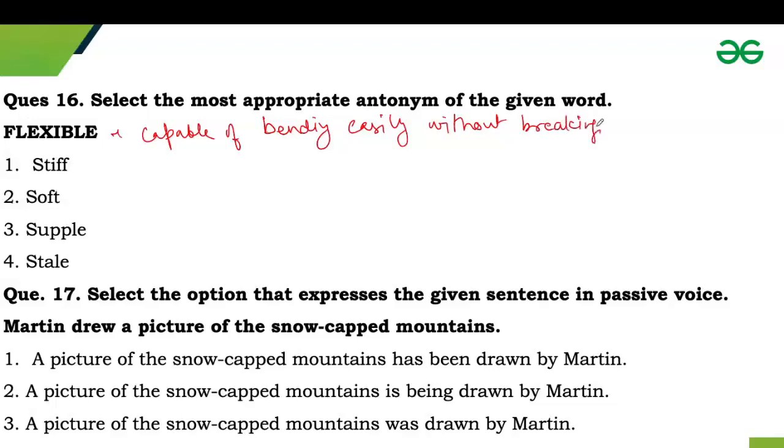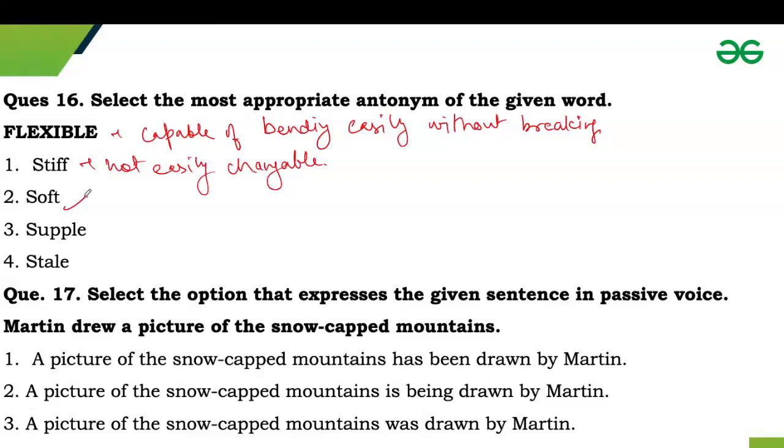Okay. So its opposite is option number first, that is stiff. Stiff refers to something that is not easily changeable into another shape. Okay. So not easily changeable. That is stiff. Okay. So soft refers to something that is easy to mold, or we can say easy to cut.